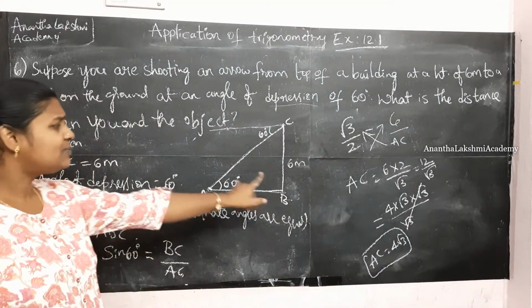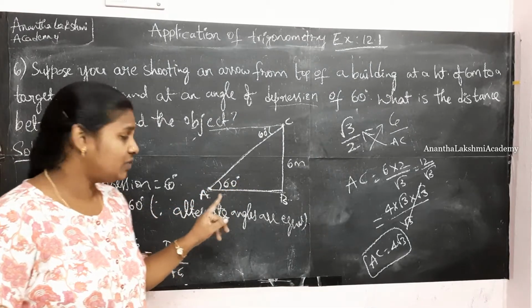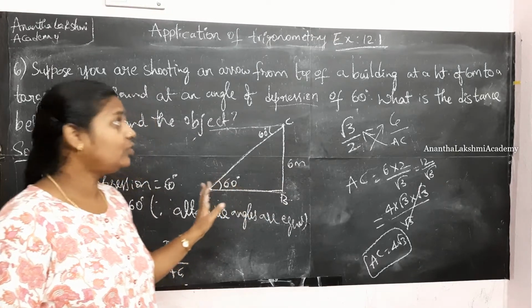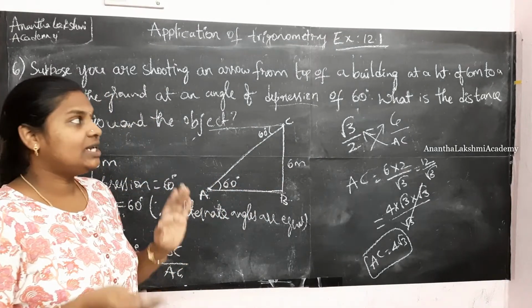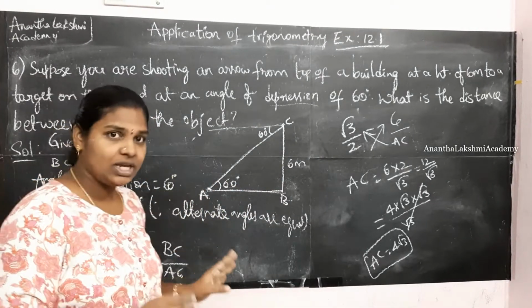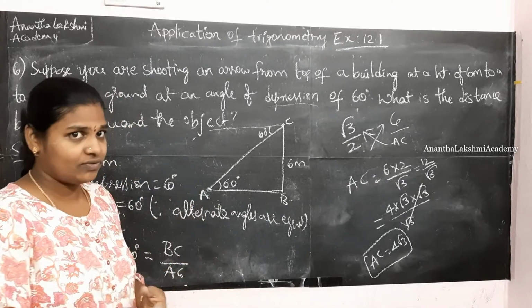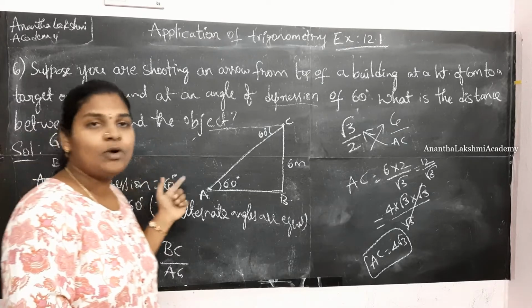So in this problem, many of the people will get confused for taking AB instead of AC. So that's the reason I am stressing we need to read the problem thoroughly even before we draw the diagram and understand what exactly we are to figure out from the diagram. Alright, this is about problem number 6.